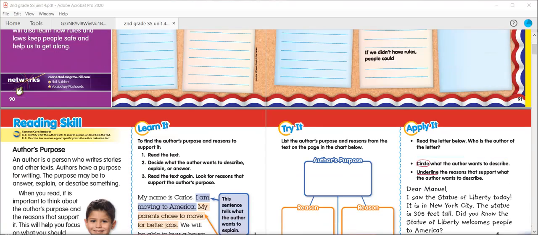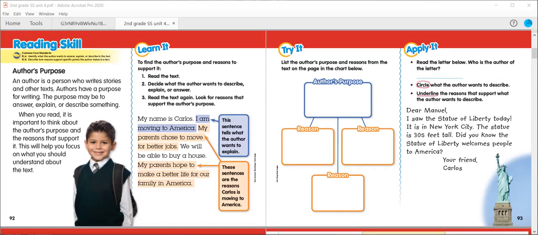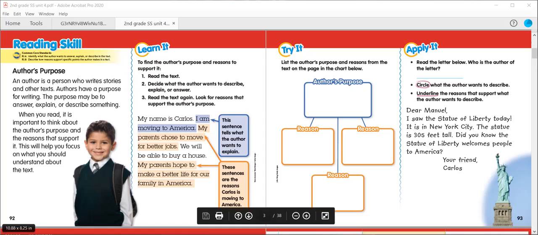Reading skill. Author's purpose. An author is a person who writes stories and other texts. Authors have a purpose for writing. The purpose may be to answer, explain, or describe something. When you read, it is important to think about the author's purpose and the reasons that support it. This will help you focus on what you should understand about the text. To learn and practice the reading skill, click on the Skill Builders icon.